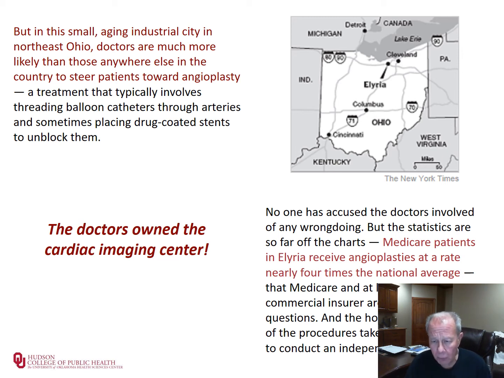And what they found when they studied it was that Medicare patients in Elyria, Ohio were receiving angioplasties at a rate of 4 times the national average, which made no sense when you had the Cleveland Clinic, a premier cardiac facility just 30 miles away, that wasn't doing nearly as many. Part of it was that the doctors owned the cardiac imaging center, and again, they had incentives to do more tests.